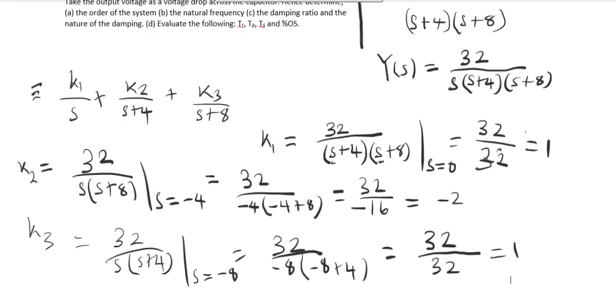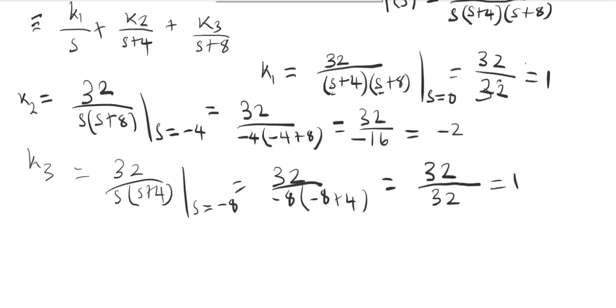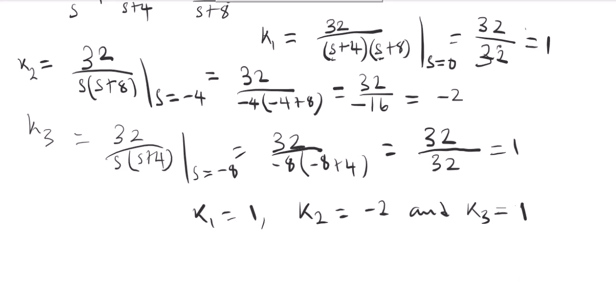So at the end of the day, we have k1 equal to 1, k2 equal to minus 2, and k3 equal to 1. Sorry, where did I get a minus 4 from? I'm thinking something else. That could be the problem. Okay, fine. Then we now come back to our equation.